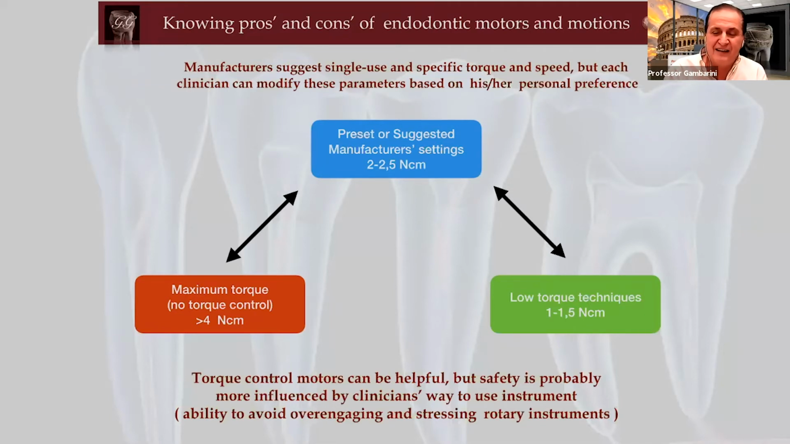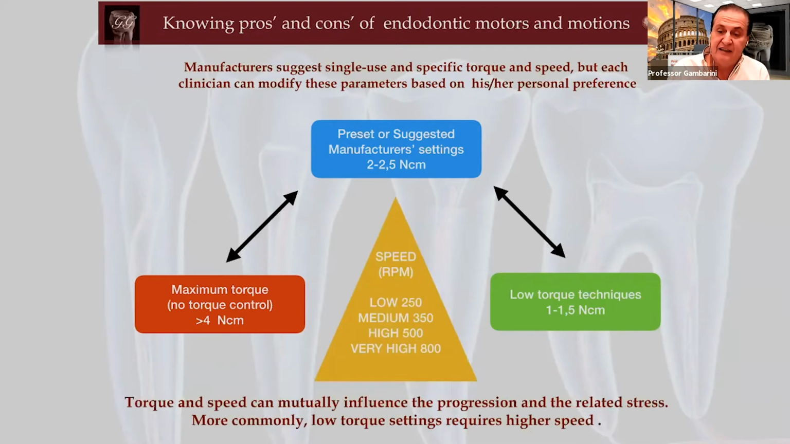And the low torque technique will make them a little bit safer, but they are already safe instruments. So I think it's probably more important, as we will see, the way you use the instrument, the clinical way of using it, rather than the setting. And you can do the same with the speed. We can use a low speed, a medium speed, a high speed, a very high speed. And it also depends on the torque that you're using. Obviously, if you increase the speed, you may decide to reduce the torque. But this is, once again, a factor, but not a relevant factor.